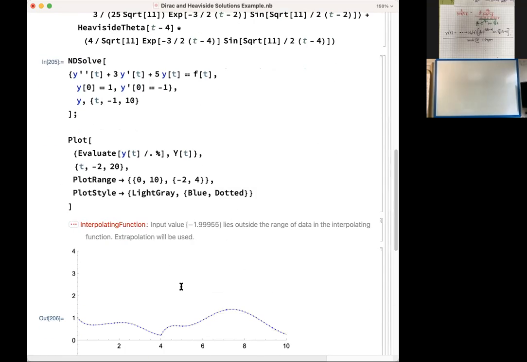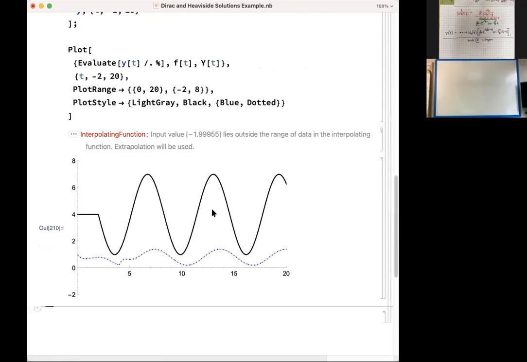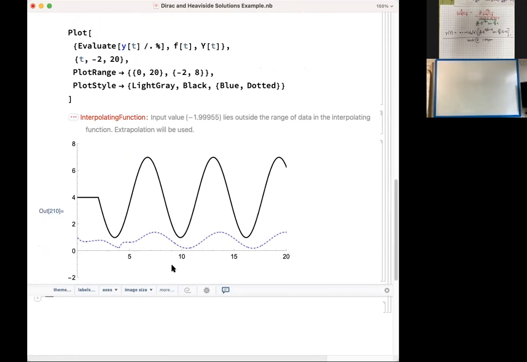Now I got everything going. I'm going to make it even more dramatic. Let's go for 20 seconds. Let's put the driving function back in black. Let's expand this window to 8, possibly. Oh, I gotta go out to 20 seconds. Look at that. That is beautiful.